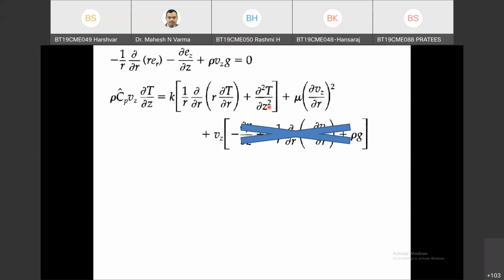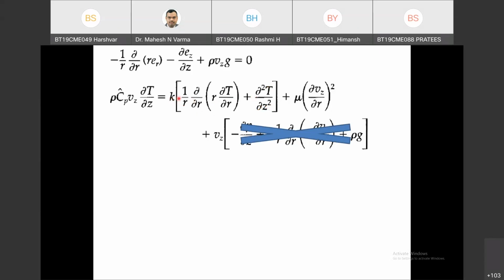Roll number 51, Himanshu. Yes, sir. Hello. Why is del squared T by del Z squared neglected, or can it be neglected? Same reason, sir. Because the convective plus conductive flux is dominating over the conductive flux.